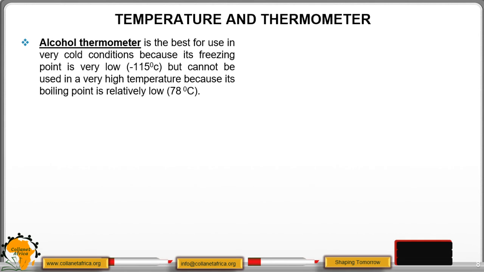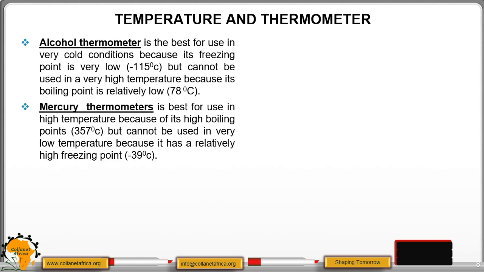From there we move to the areas where you can use the alcohol thermometer and where you can use the mercury thermometer. Starting with the alcohol thermometer, this one is best for use in cold conditions, because it has a very low freezing point at negative 115 degrees Celsius. But if you have a high temperature, you cannot use this one because it has a relatively low boiling point, that is at 78 degrees Celsius.